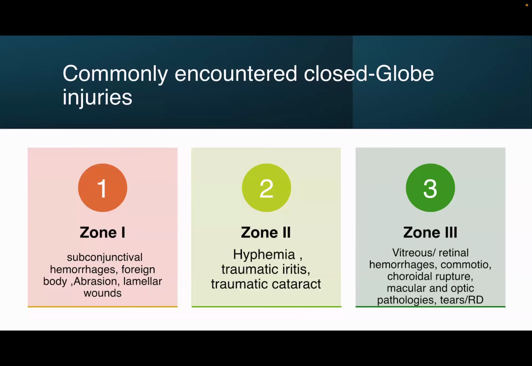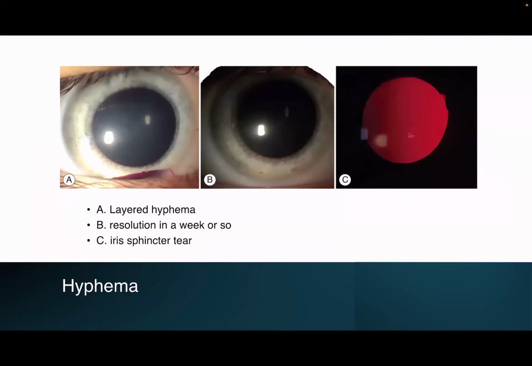Zone 2 injuries, the most important are hyphema, traumatic cataract, and traumatic iritis. Zone 3 injuries, which involve the vitreous, retinal hemorrhage, commotio retinae is the most common one, and other uncommon but drastic zone 3 injuries like retinal dialysis, tears, and detachment.